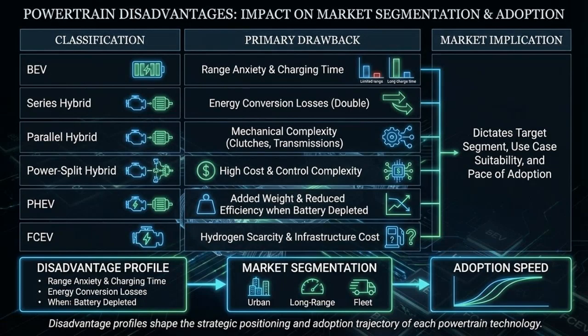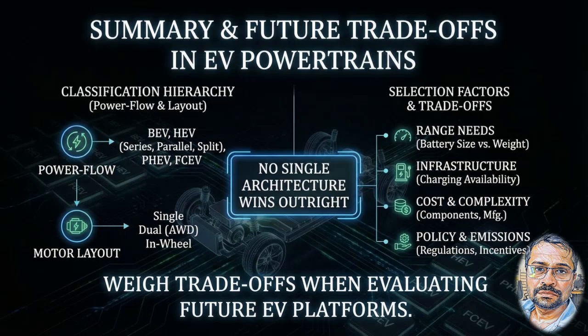Each architecture has trade-offs. BEVs are mechanically simple but need a large battery. Series hybrids make wheel drive simple but lose efficiency in energy conversion. Parallel hybrids are very efficient on the highway but introduce mechanical complexity. And power split hybrids try to blend the best of both worlds, but they're costly and require sophisticated control algorithms.